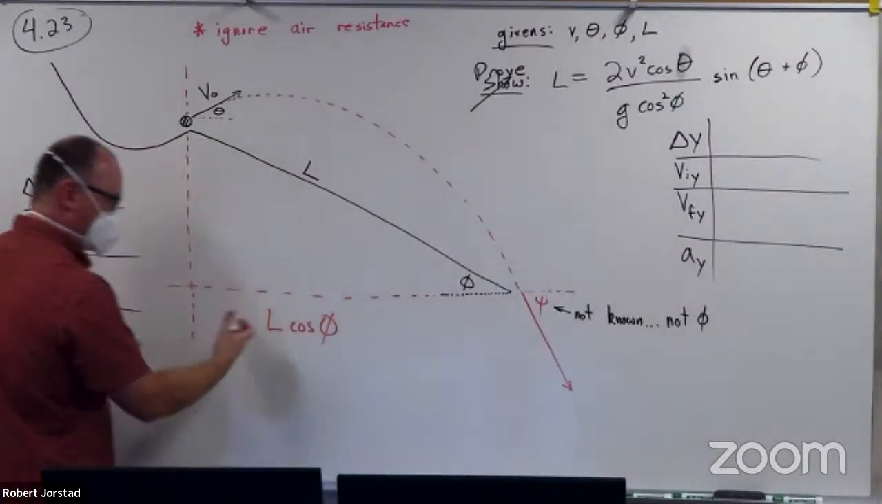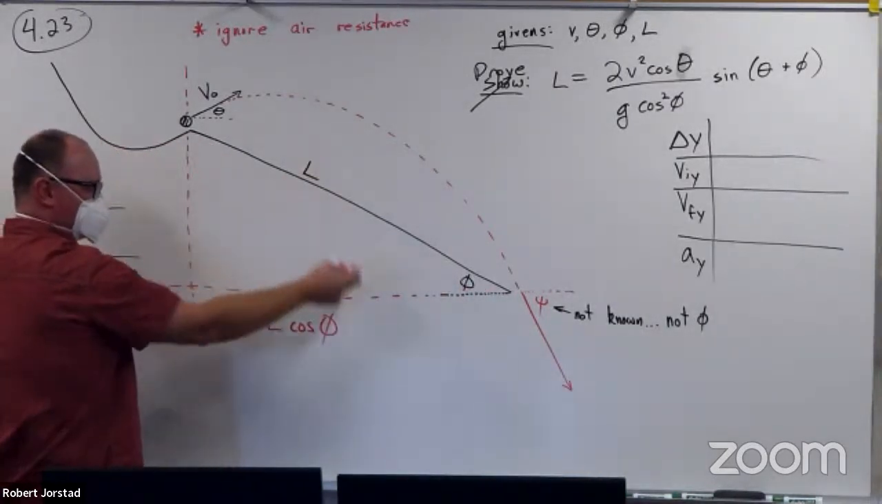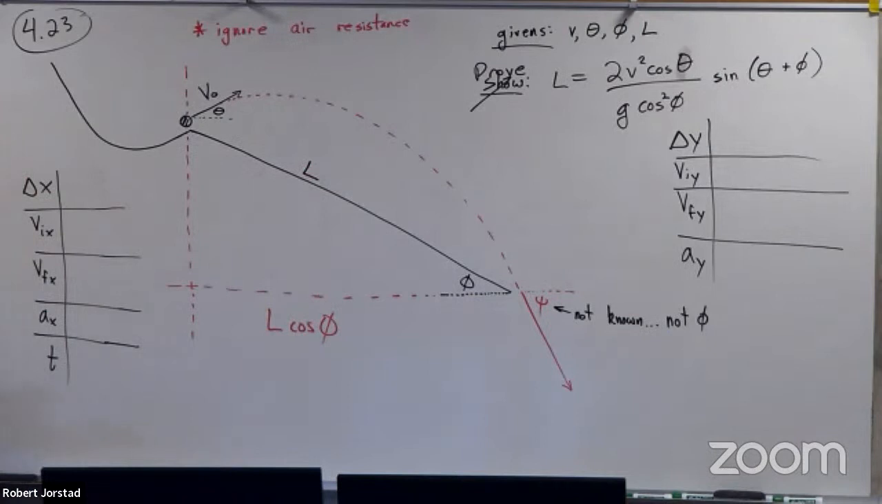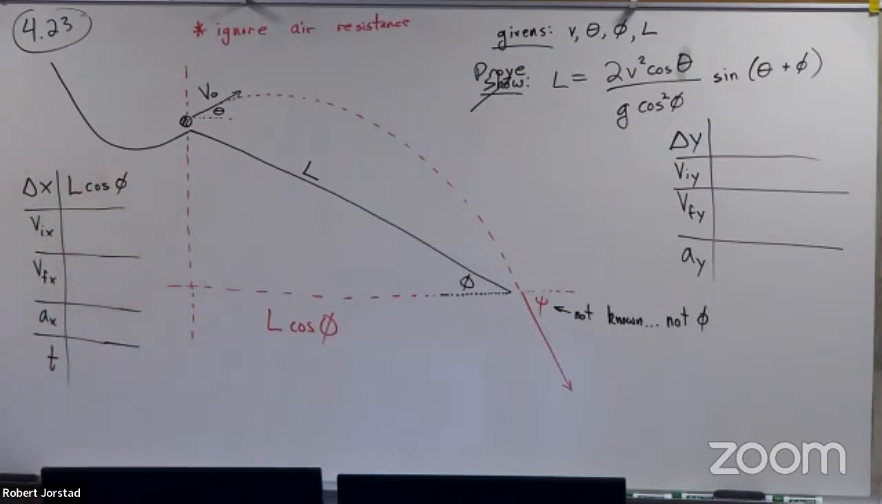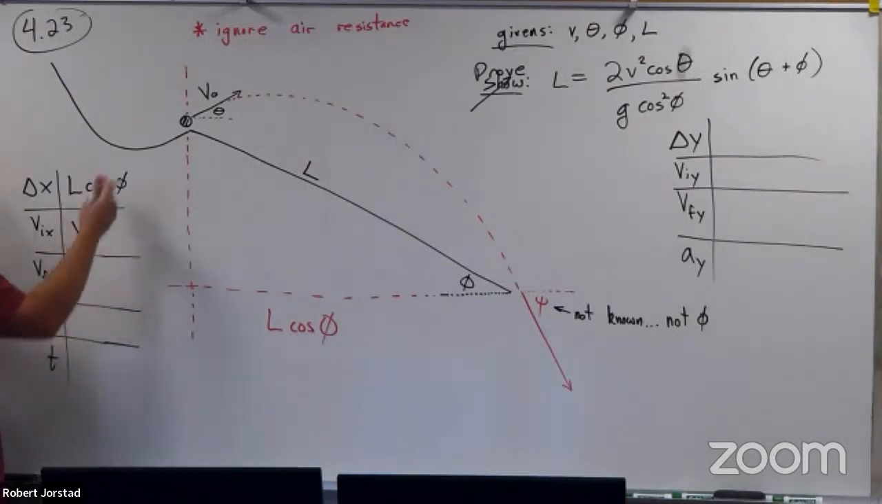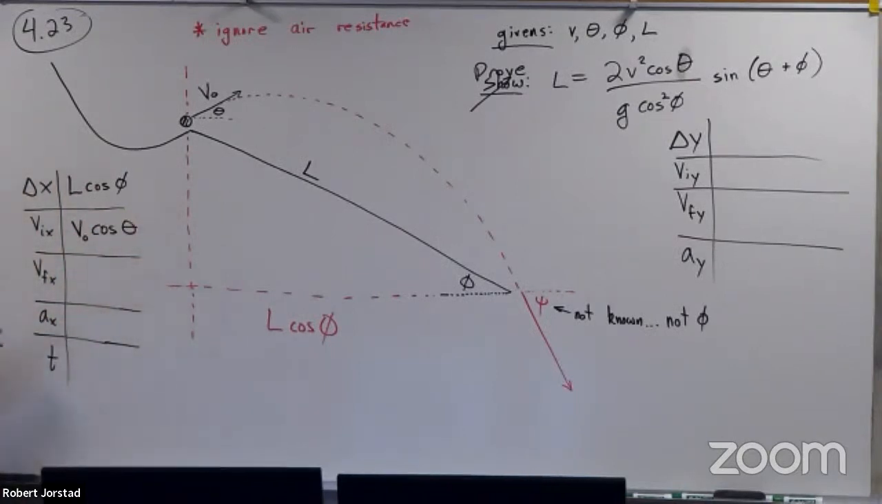Do you agree the length of this side should be L cosine phi because this side's L, SOHCAHTOA? Did that make any sense? Nice job, whoever that was. All right. What about V initial X? It would be V cosine theta, and we called it V naught, so we're going to do that here. Notice how crucial it is to keep track of your thetas and phis.